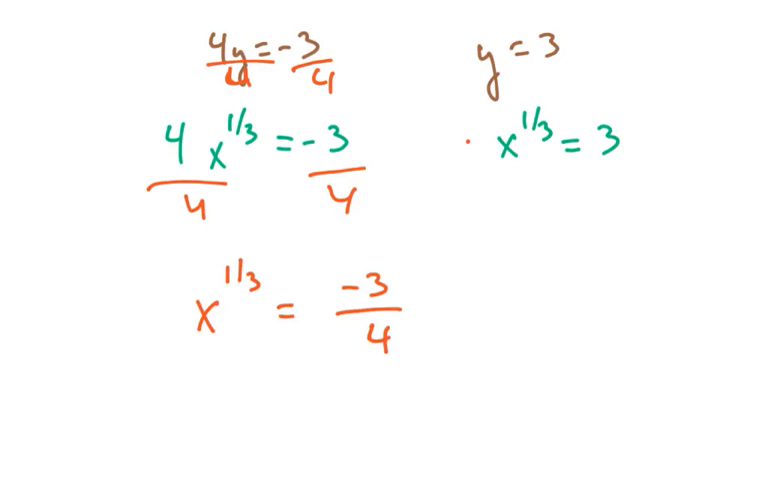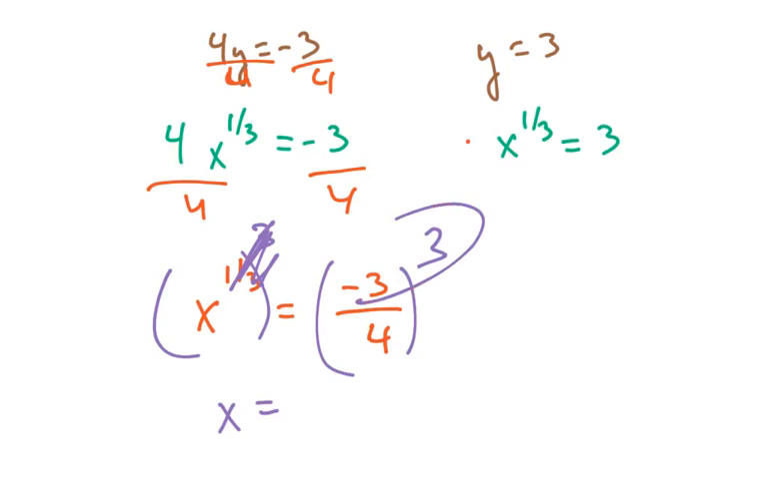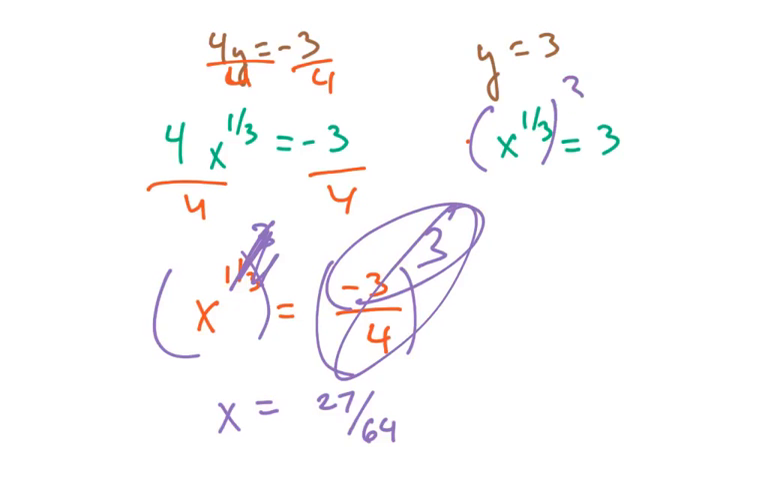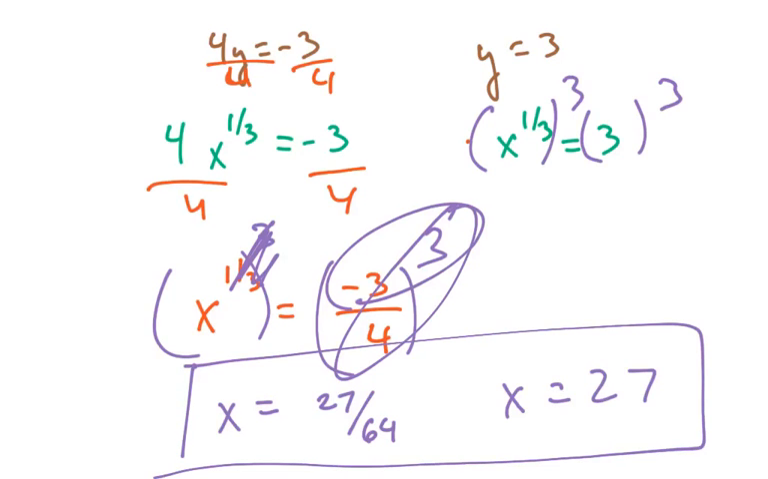And here we just have x to the 1/3. Alright, so now we're going to cube both sides. We're going to raise it to the 3. The reason we do that is because the rule is that we multiply these exponents together, so that goes away. So x is going to equal negative 3 to the 3rd over 4 to the 3rd. So negative 3 to the 3rd is negative 27, and 4 to the 3rd is 64. Play the same game here: x is 27. Those are my two answers.